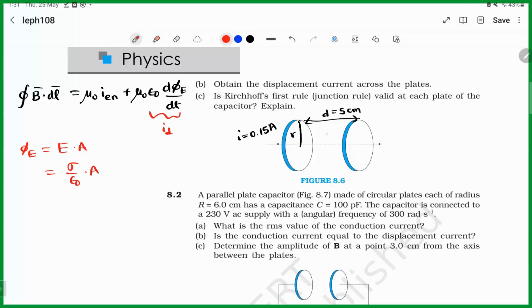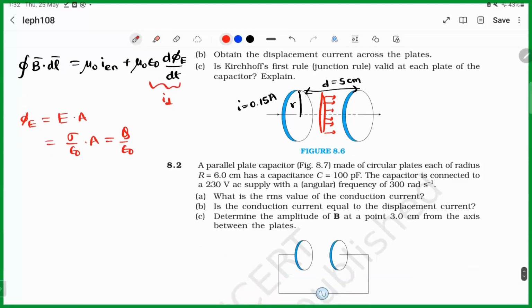Note that it's always facing like this, so it's always perpendicular to the area. That's why there's no cos theta term, because cos of 0 is 1. Now what is sigma? Sigma is the surface charge density, which is the charge by area. So sigma into A is simply the charge, so this is simply Q by epsilon naught. Therefore, what we want is d phi E by dt, which is simply 1 by epsilon naught dQ by dt.